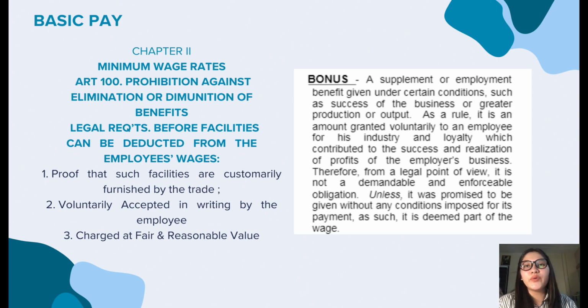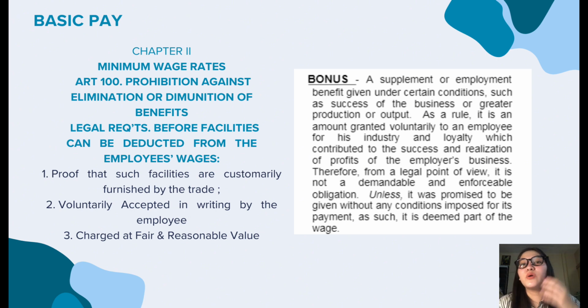So here, we also define what a bonus is under Article 100. A bonus is a supplement or employment benefit given under certain conditions, such as the success of the business or greater production or output. As a rule, it is an amount granted voluntarily to an employee for his industry and loyalty which contributed to the success and realization of profits of the employer's business. Therefore, from a legal point of view, it is not a demandable and enforceable obligation unless it was promised to be given without any condition imposed for its payment. As such, it is deemed part of the wage.